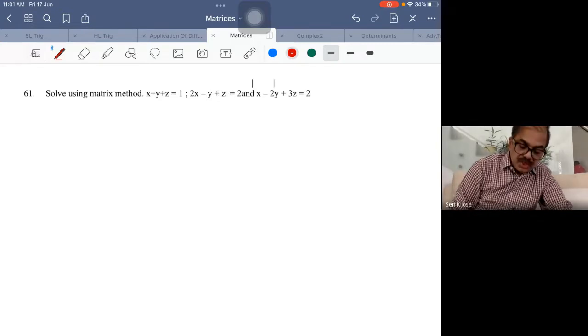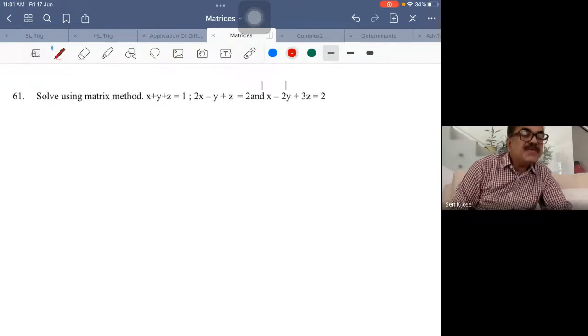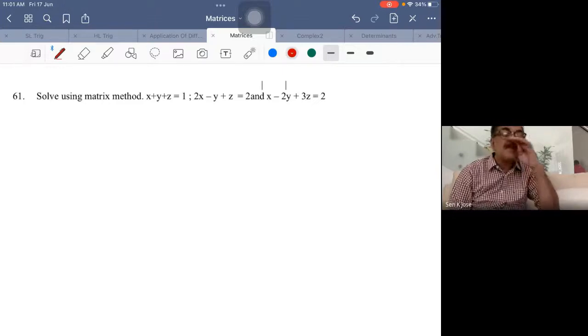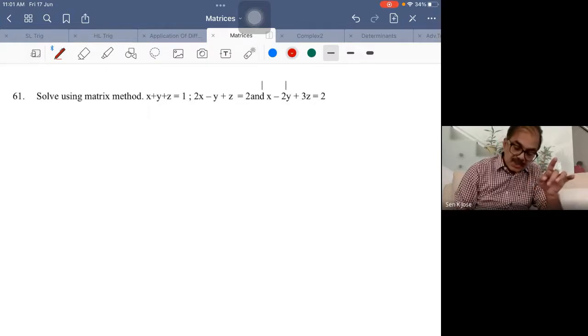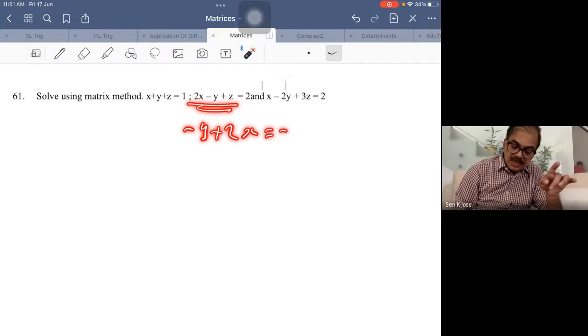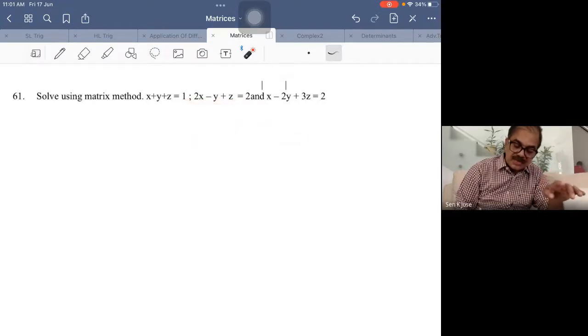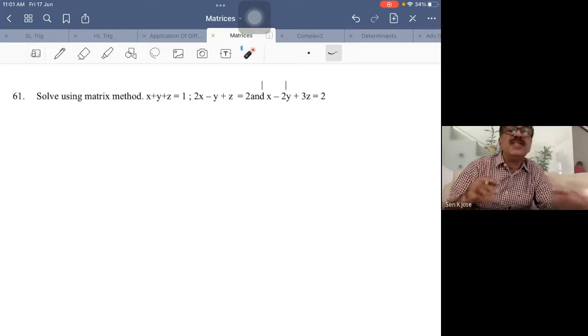So the question is to solve the system of equations using matrix method. Solve the given system of equations using matrix method. What we are going to do is, we have this equation given to us. When you read the question, make sure that your x, y, z are in that order. Someone could write this equation like minus y plus 2x is equal to 2 minus z, something like that. They could play around with the order.